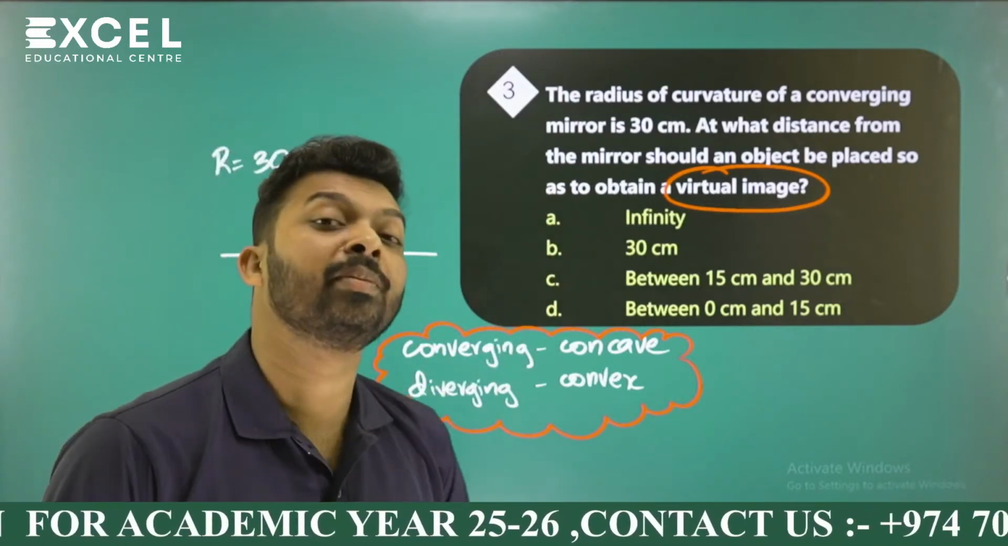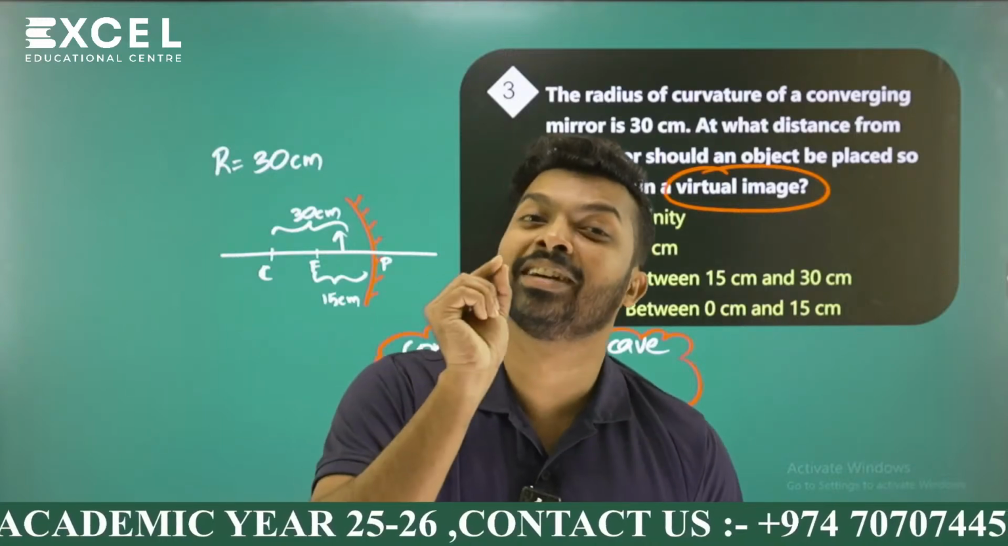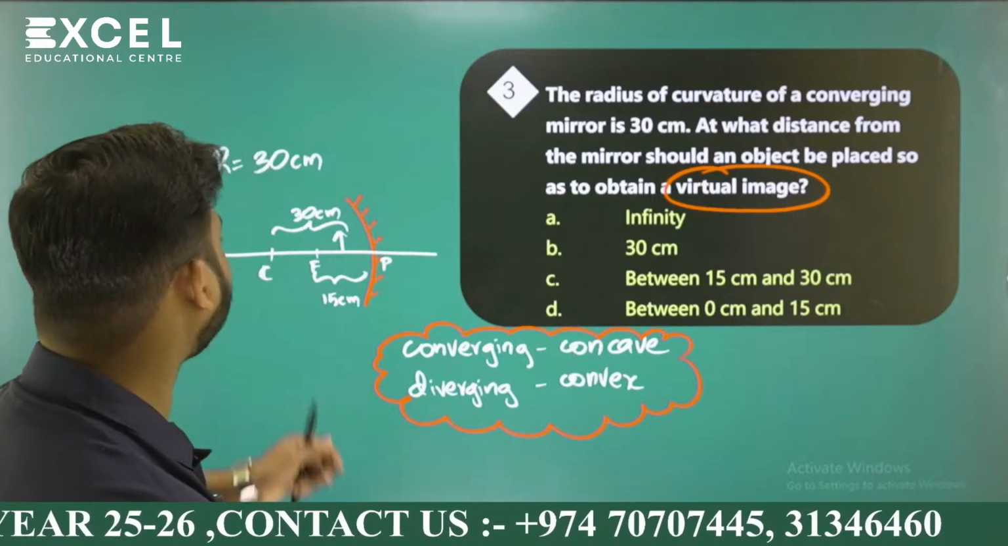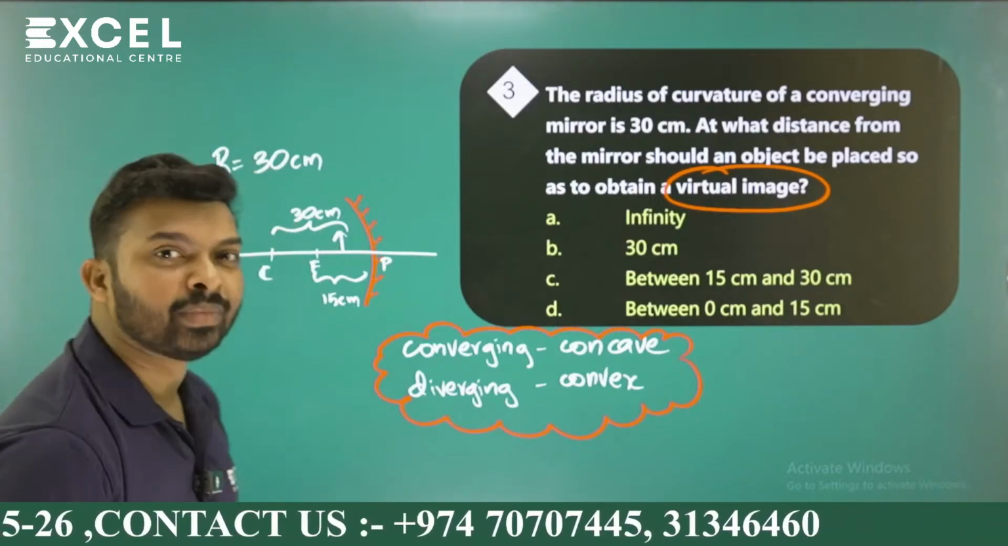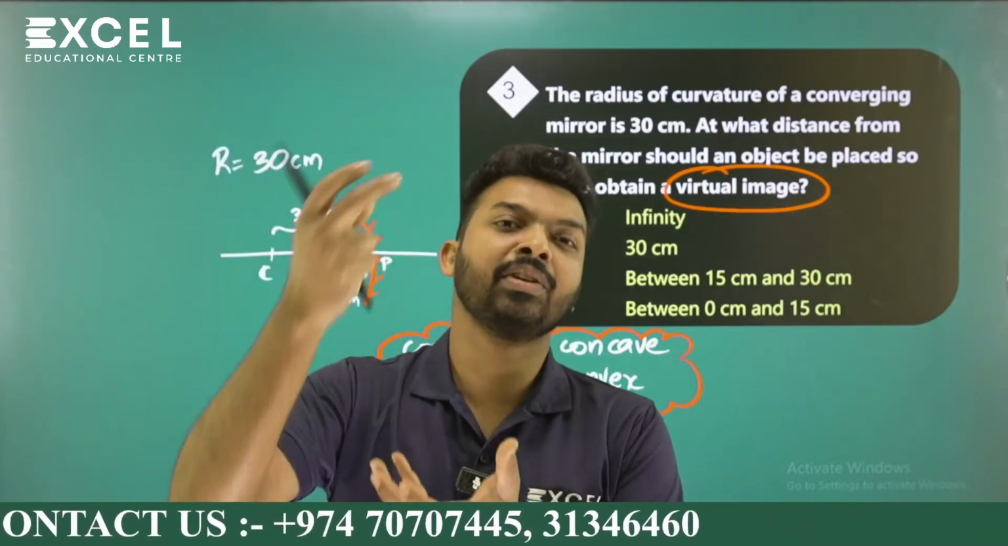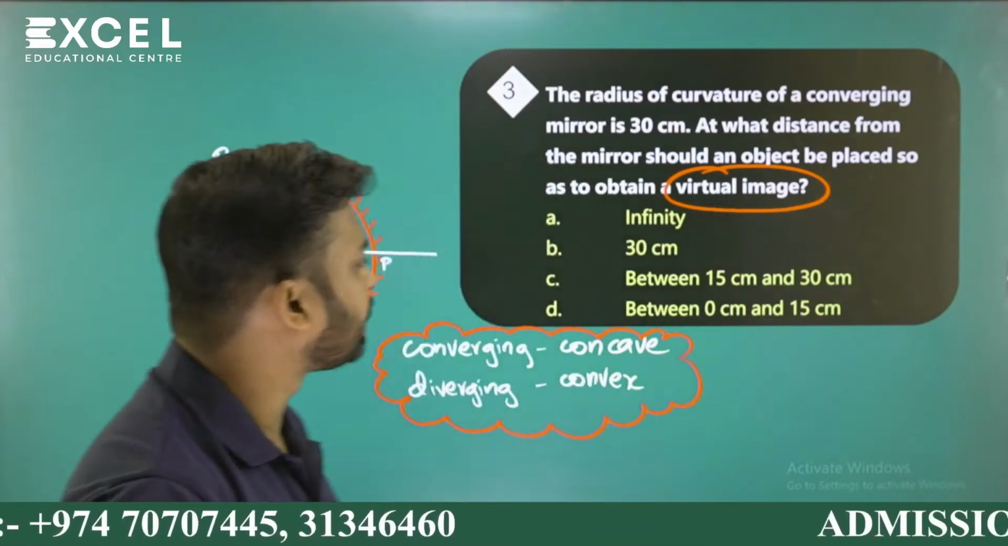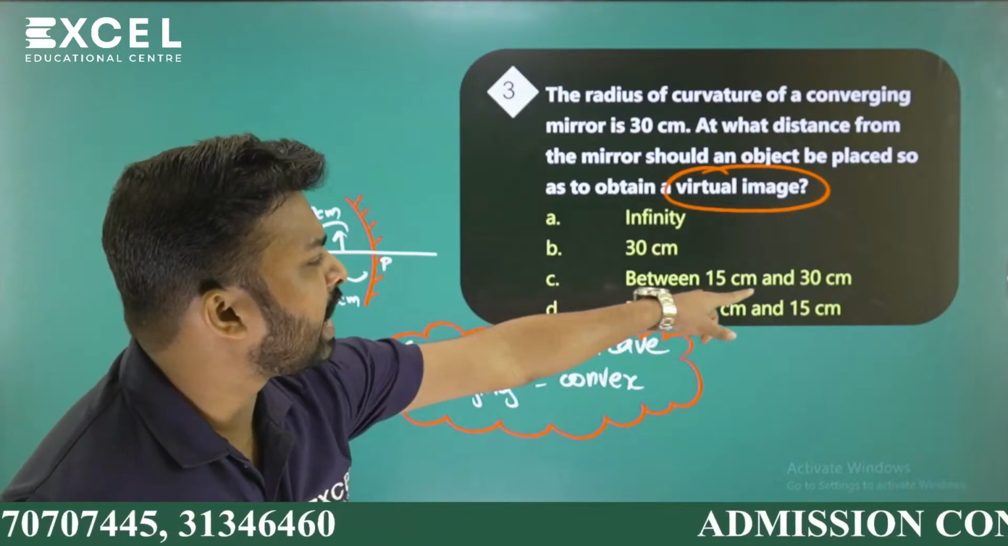No, at infinity you will be getting a very small image at focus. At 30 centimeter? If I'm keeping the object at 30, meaning here at C, it will give you an image which is at C itself. It is the same image. Okay, next, between 15 centimeter and 30 centimeter.